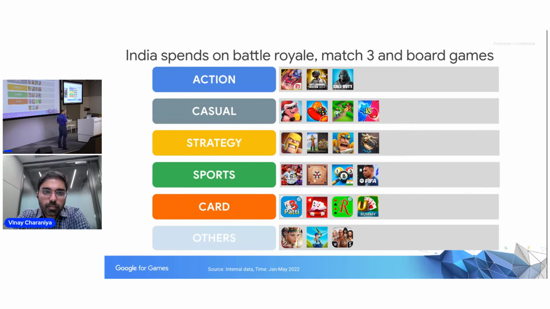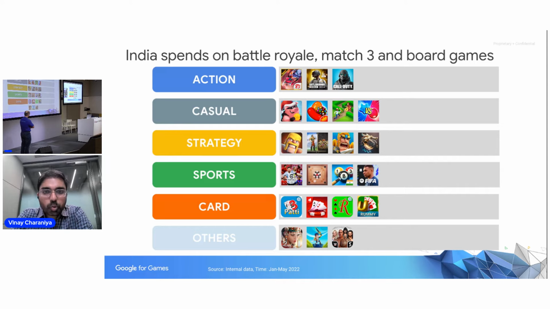Sure. So let me now just give you a brief intro into the top grossing games and what genres actually do really well in terms of monetization in India. These are again IAP spend genres. So action games dominate, and within action itself, battle royale games are really popular in India. But then match three, casual games, board games are also really popular.